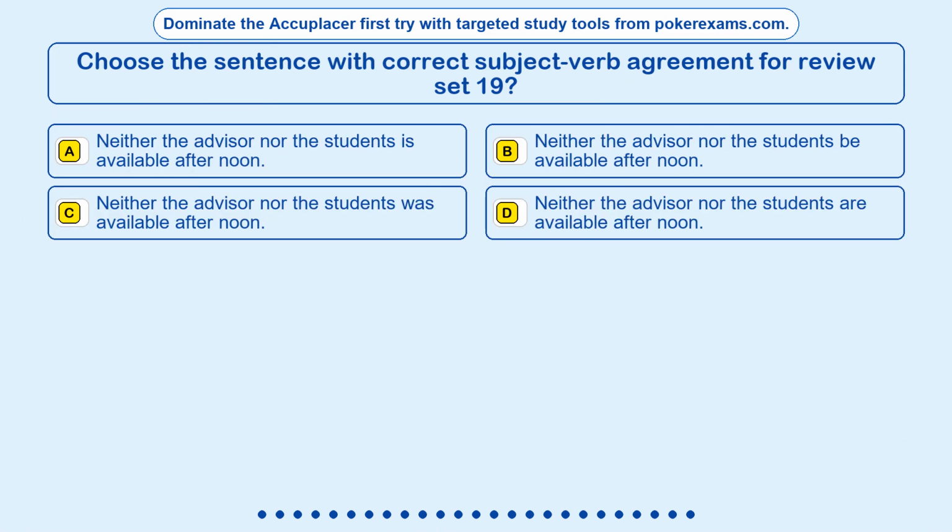Question 18. Choose the sentence with correct subject-verb agreement for review set 19. Option A. Neither the advisor nor the students is available afternoon. Option B. Neither the advisor nor the students be available afternoon. Option C. Neither the advisor nor the students was available afternoon. Option D. Neither the advisor nor the students are available afternoon.